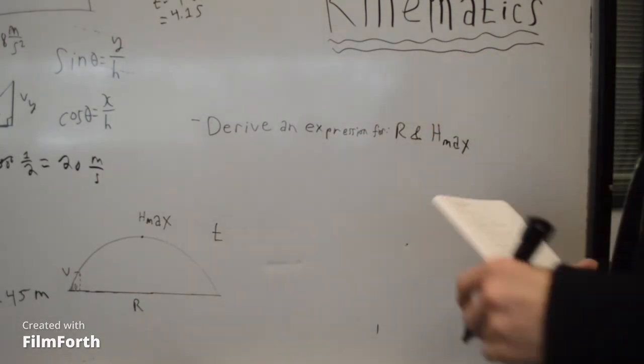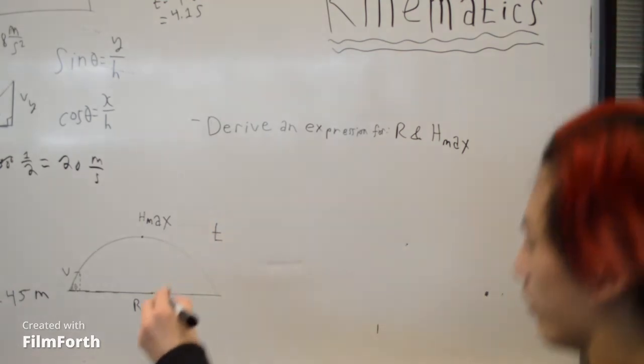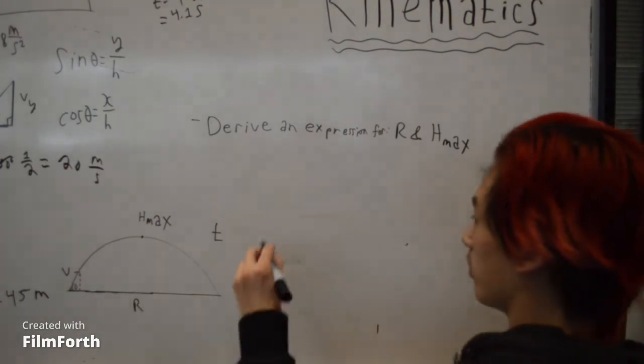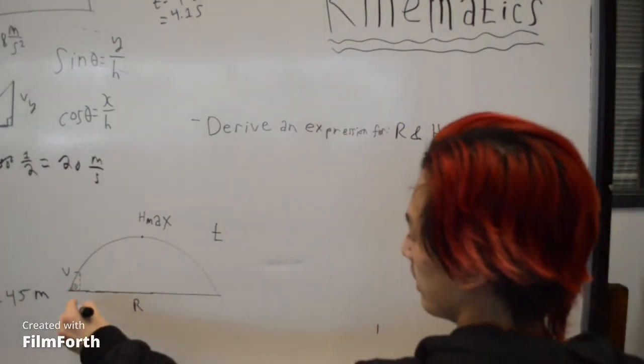So let's start with the range first. Recall that we can split the velocity into its horizontal and vertical components. Because this is range, we're going to go with the horizontal component. Recall that cos theta is the x component divided by the hypotenuse.